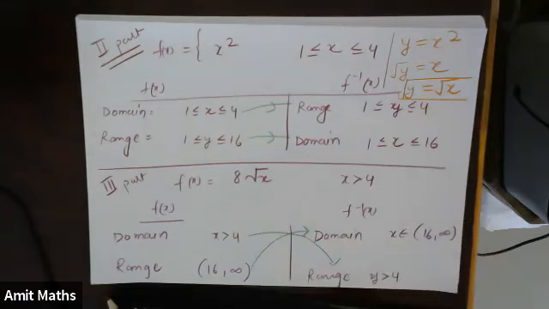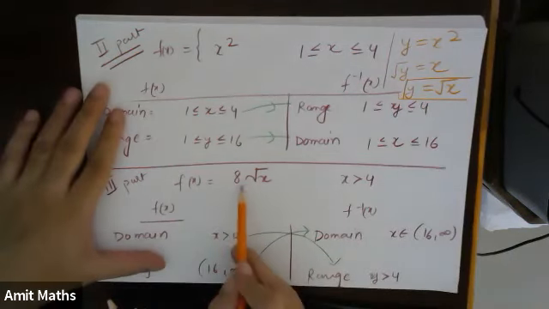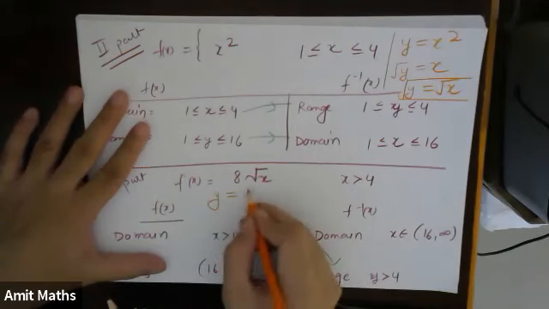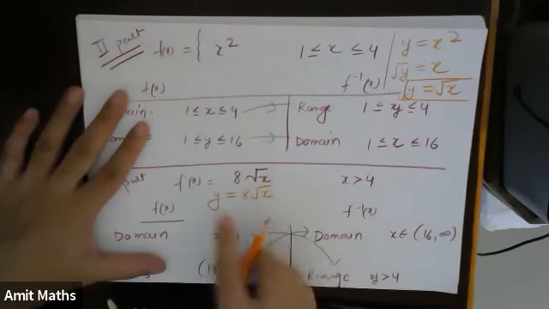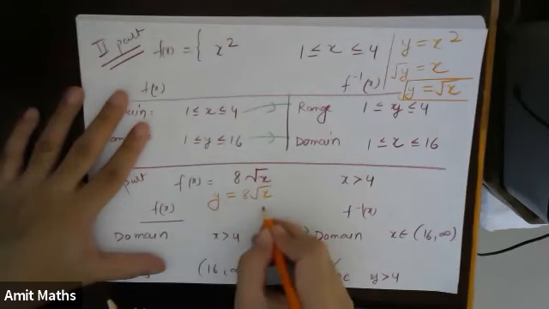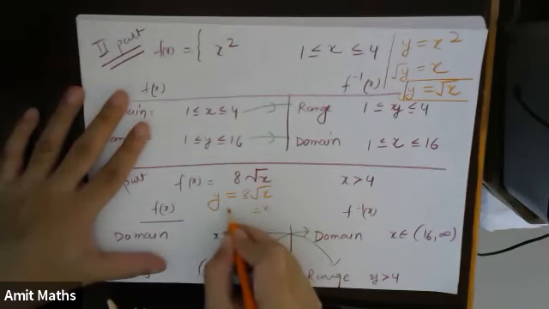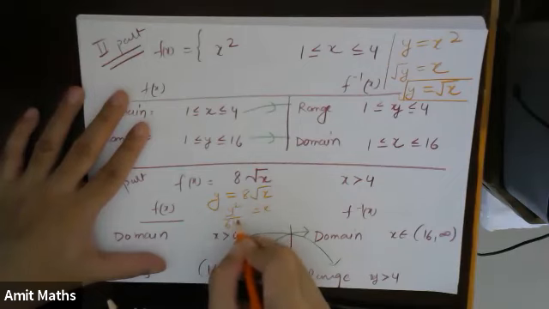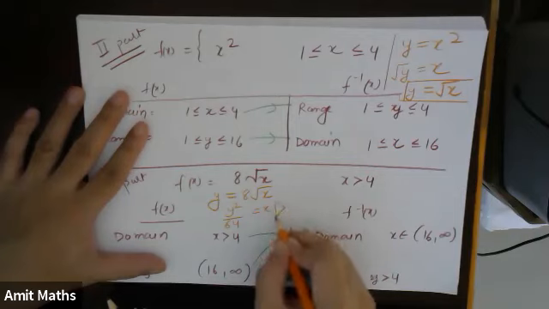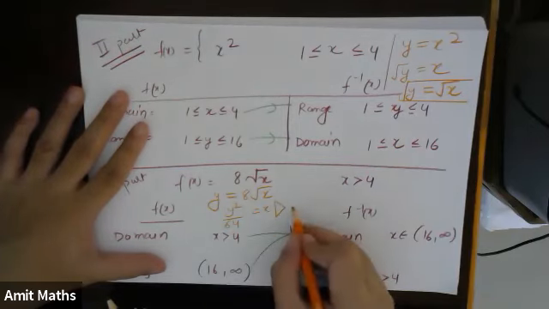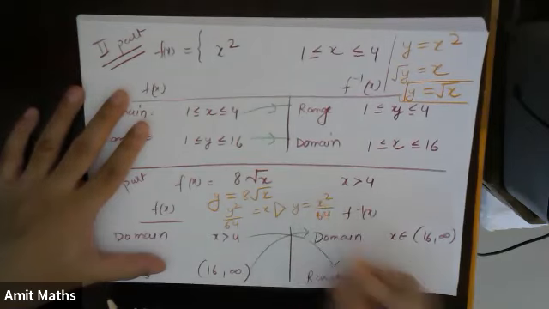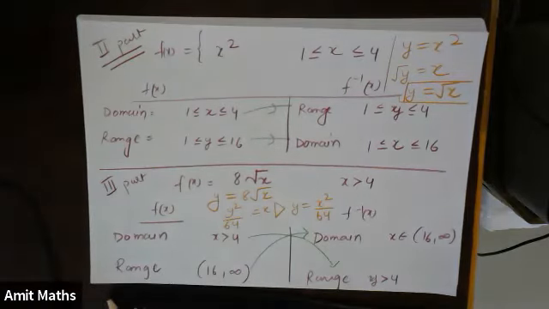Now for the third part, we have y equals 8 root x. I will bring 8 to this side and square. So this will become x equals y square by 64. Now I'll replace x with y and y with x. So this will become y equals x square by 64.